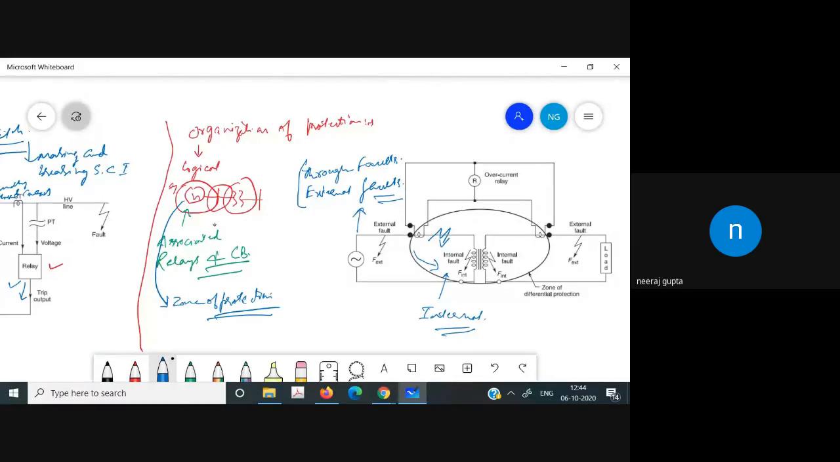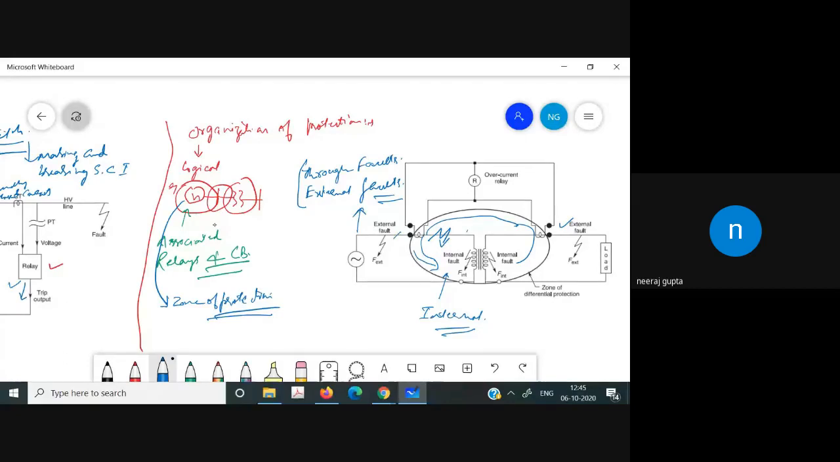Ideally, if you look at the relay, the protection system must operate within that zone, and it must restrain from operating outside the zone. It will operate within that particular zone; however, it will restrain from operating outside this zone.